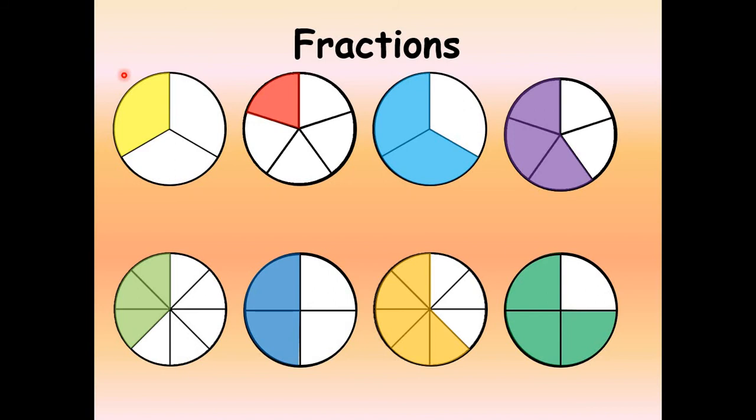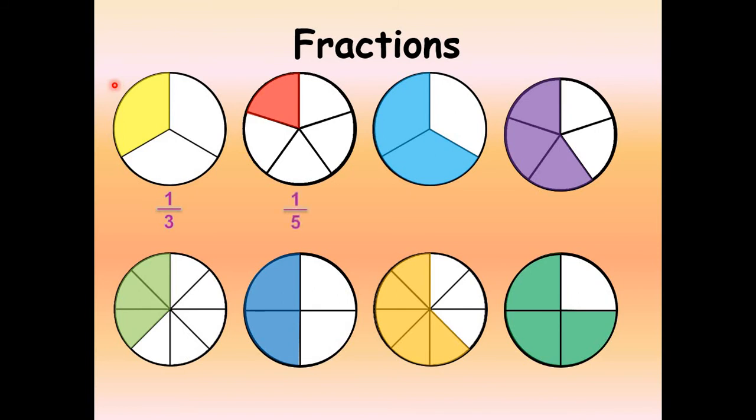So hopefully you've had a chance to look at those now. So let's have a look at the answers. If you haven't written all the answers down, pause it before I go on. So our first shape here, we had 1/3, because 1 was coloured in out of the 3 pieces that there are. Let's look at the rest.